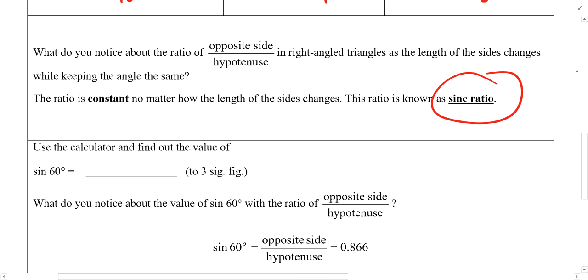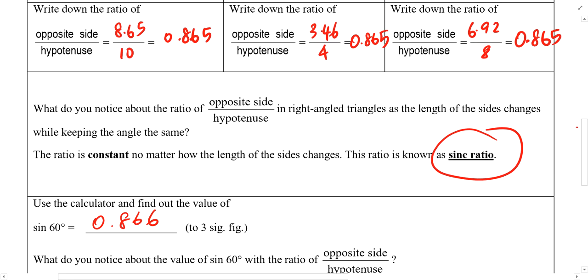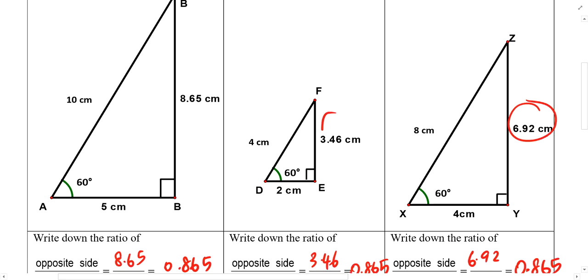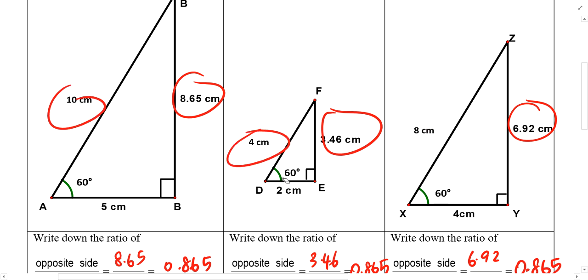So according to our calculator, we get 0.866. Is it the same as what we calculated earlier on? No, right? Missed by a little bit. Why is there a small difference? Because these values over here, the 8 and 4, these values that I've circled are not actually the exact length. There are more decimal places behind. If we use the exact value, we will get what is shown in the calculator.